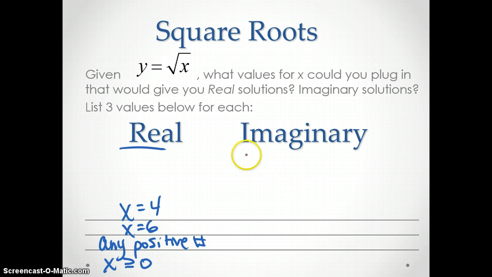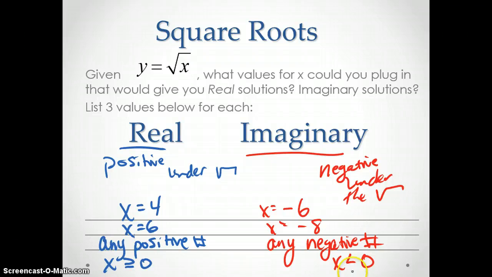When we talk about imaginary solutions, we talk about when there is a negative under the square root. So a negative 6 or a negative 8. Any negative number will fulfill the imaginary solution. Another way we could write this is x is less than 0. It has to be negative. And more specifically, whatever's under the square root has to be less than 0.